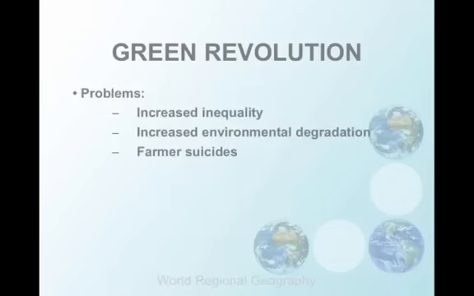Some of the problems that have come about as a result of the Green Revolution have been increased inequality in the region. You also have increased environmental degradation because fertilizers and also pesticides are being promoted at exorbitant rates. And also, unfortunately, last but not least, you have farmer suicide. So you have hundreds, if not thousands, of people who have committed suicide as a result of not being able to repay their loans because crops have failed.